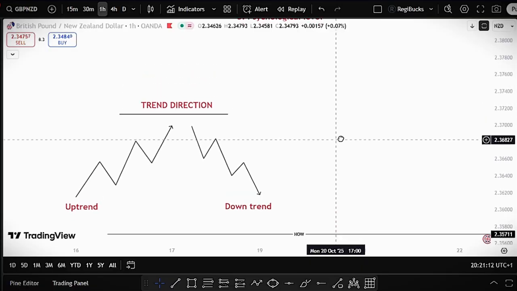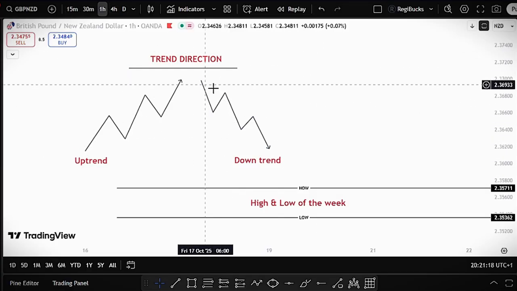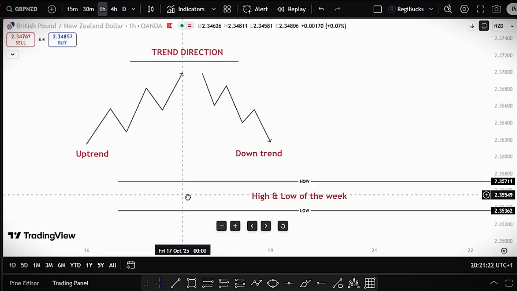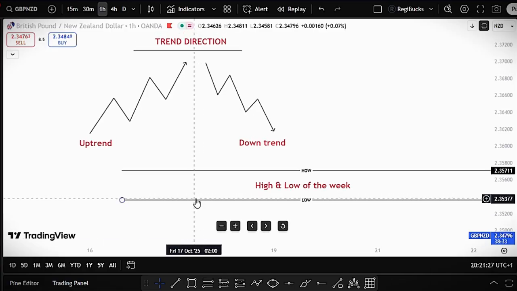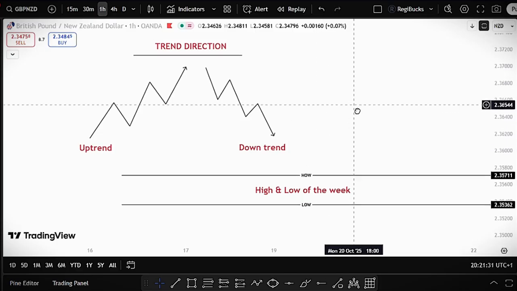But normally, if it breaks the high of the week and maybe the daily is an uptrend, I'll be buying. But let's say the 4 hour is a downtrend and then price breaks the low of the week. That means I'll be selling for that week. That's just basically what makes sense.